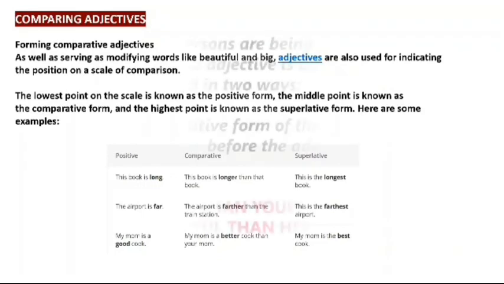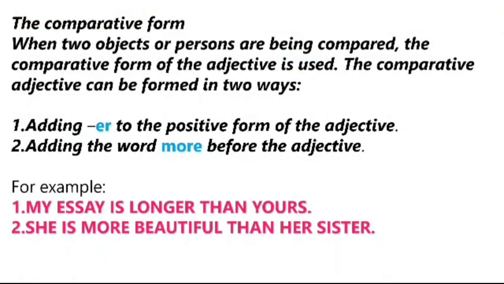Now after that, let's discuss the comparative form. When two objects or persons are being compared, the comparative form of the adjective is used. The comparative adjectives can be formed in two ways. First, by adding er to the positive form of the adjective, or by adding the word more before the adjective. For example, my essay is longer than yours. Second, she is more beautiful than her sister. So this is all about the comparative adjectives.